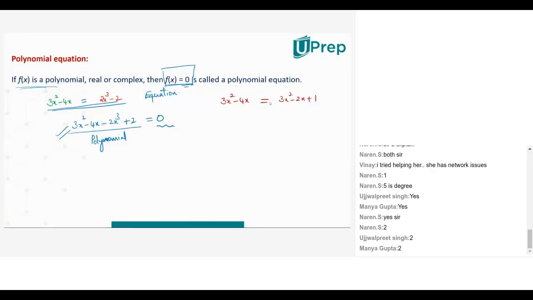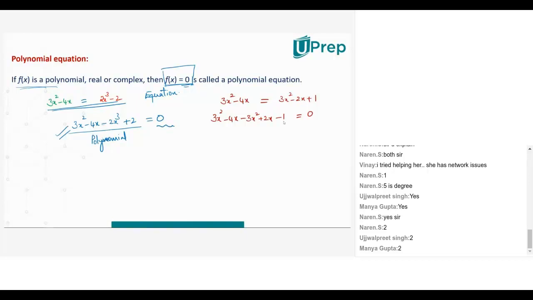Let me follow the polynomial equation definition in principle. 3x square minus 4x, right hand side must be 0. But already plus 3x square is there. That I should bring to the left hand side. So it becomes minus 3x square. Already minus 2x is there. That should be brought to the left hand side. It becomes plus 2x. Already plus 1 is there on the right hand side. Let's bring it to the left hand side. Minus 1 equal to 0. Minus 4x plus 2x, that's minus 2x. Minus 1 equal to 0.